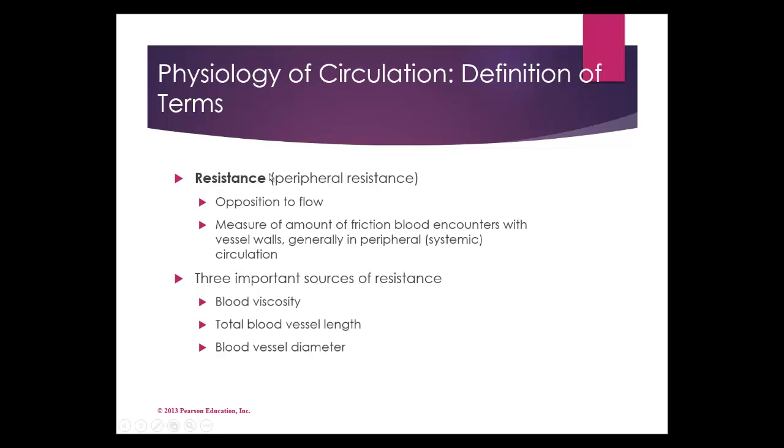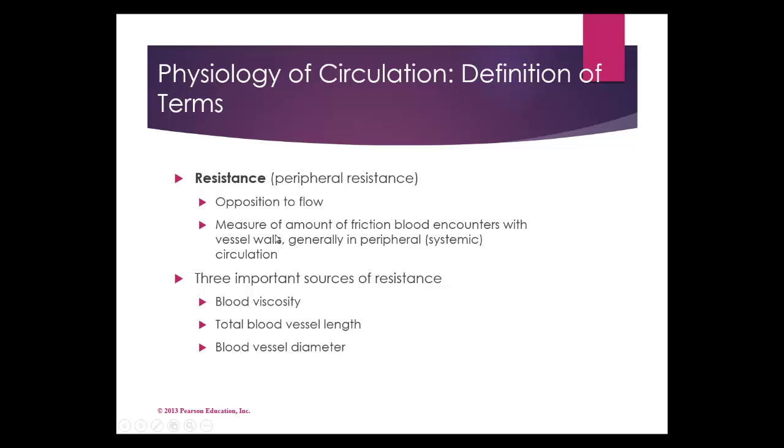So we have resistance to flow. That's what is going to increase pressure, is the opposition to flow. We call that peripheral resistance. That means it's resistance to blood flow outside of the heart. So it's in the periphery or in the blood vessels outside the heart that cause this resistance.